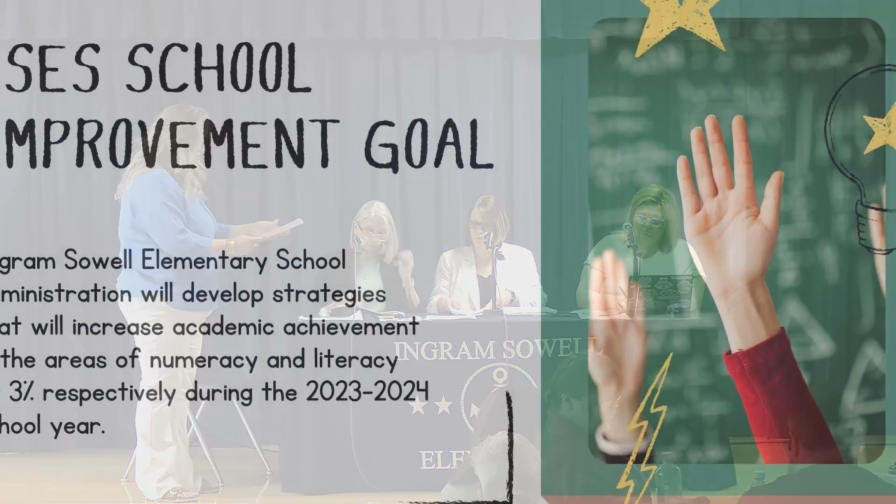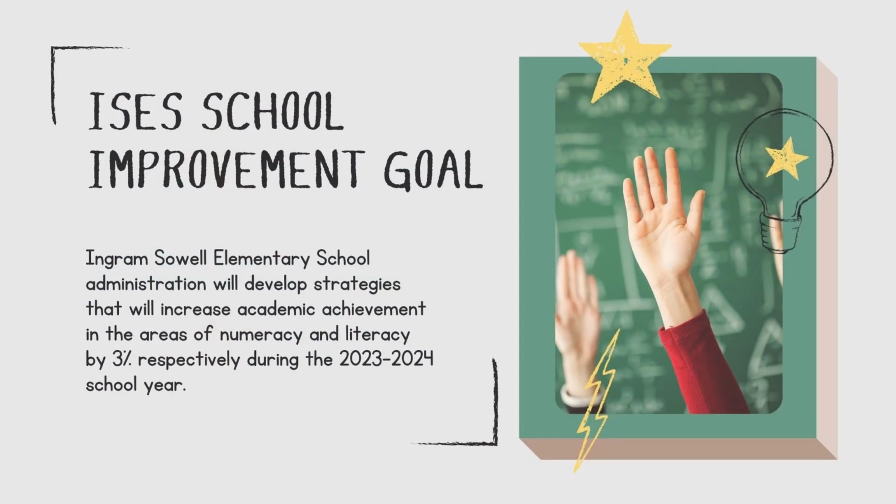Our school improvement goal reads that Ingram Sowell Elementary School Administration will develop strategies that will increase academic achievement in the areas of numeracy and literacy by 3% respectively during the 23-24 school year.